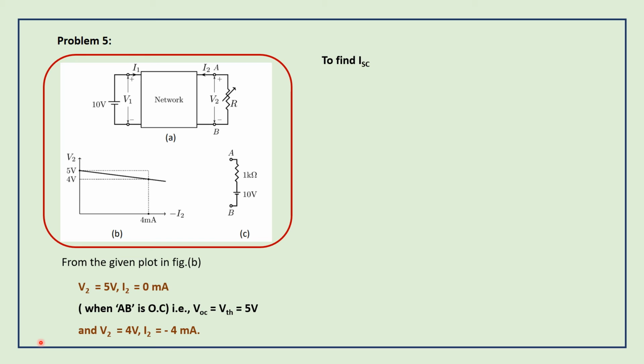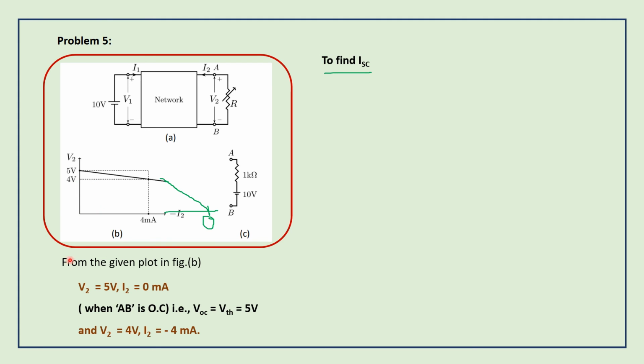This should become linearly decreasing to 0. V2 should be decreasing. V2 is decreasing to 0 at some I2. That I2 value is nothing but the short circuit current. So we can find out the short circuit current from the graphical plot itself.